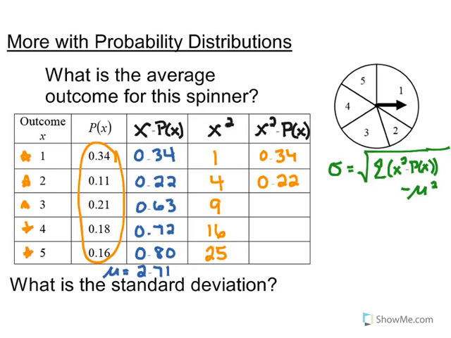And now I'm going to do 9 times 0.21 and get 1.89. And I'm going to do 16 times 0.18, and I'm going to get 2.88. And I'm going to do 25 times 0.16 and get 4.00. I'm going to add all of those numbers together, and that comes out to be 9.55. Okay?